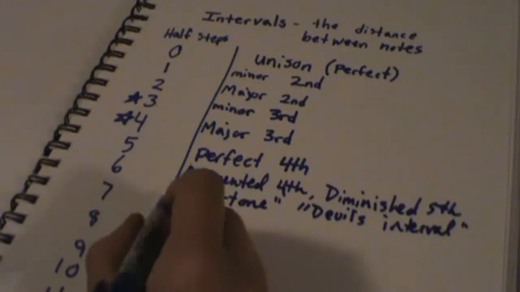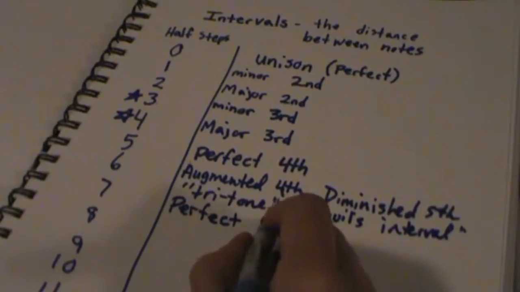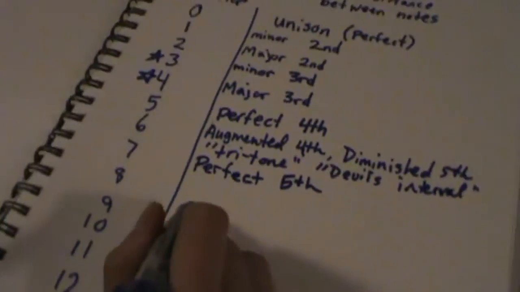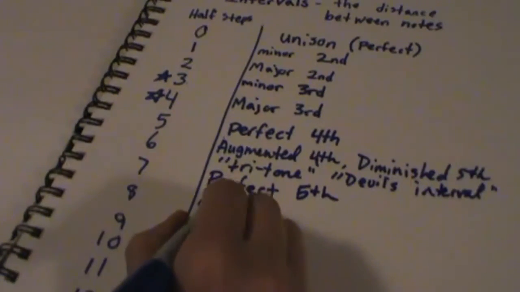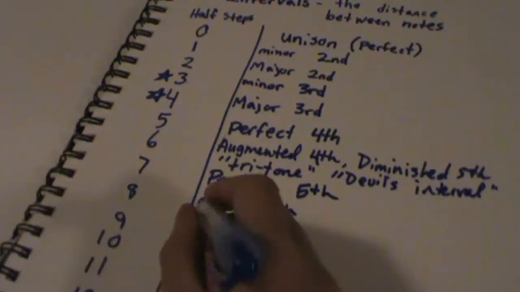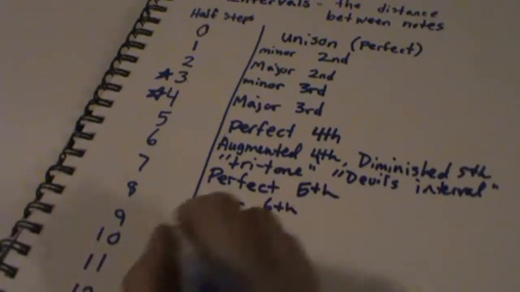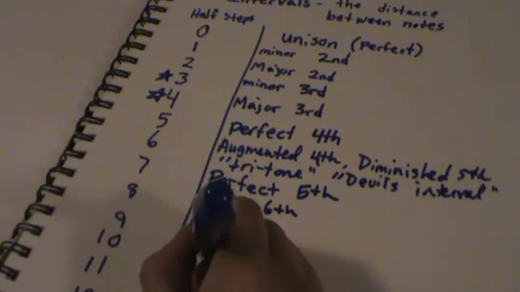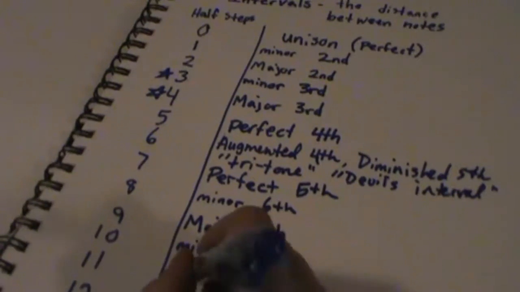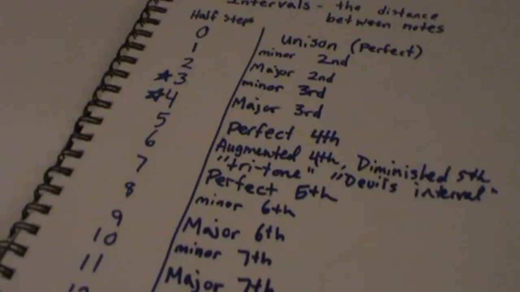Seven half steps is a perfect fifth. Eight half steps is a minor sixth. Major sixth is 9 half steps. Minor seventh. And major seventh is 11. There are only 12, okay? There's only 12.